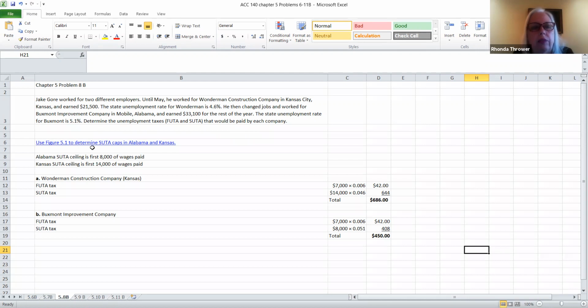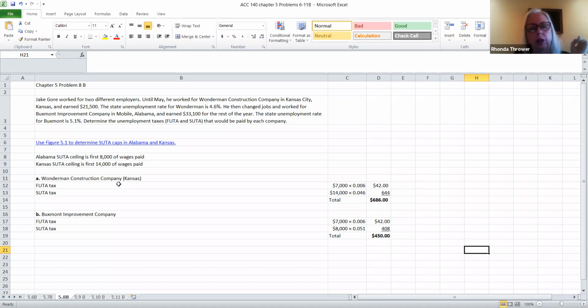Now, right here, they've given you a link that will show you what the SUTA ceiling, or the SUTA cap, or sometimes I call it the SUTA base, is for the state of Alabama and for Kansas. So you just click on this link and look up the state. Alabama's SUTA ceiling is 8,000 of the first wages that are paid. For Kansas, the SUTA ceiling is 14,000 for the first wages that are paid to the employee.